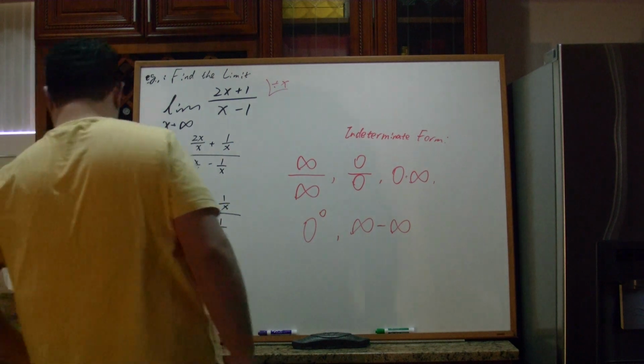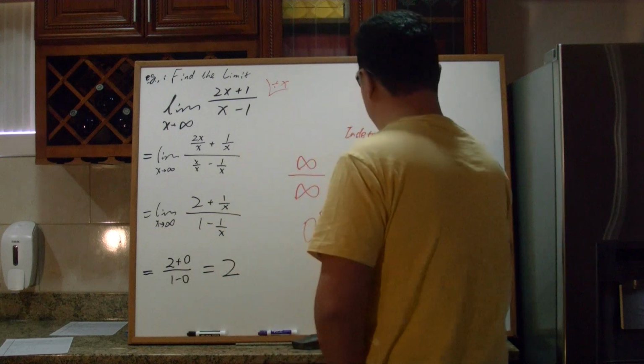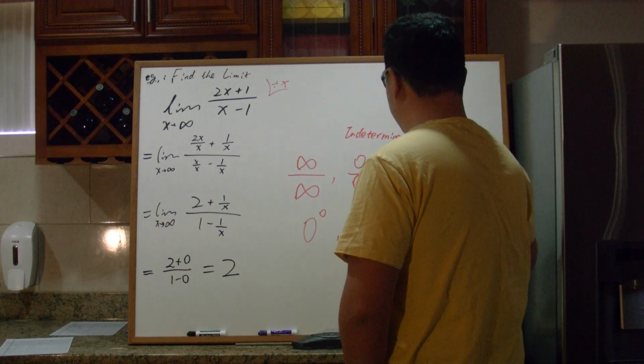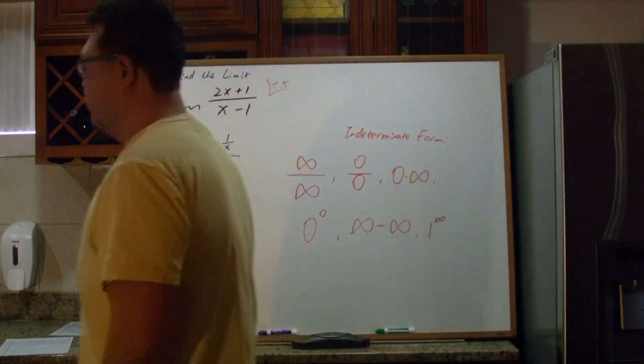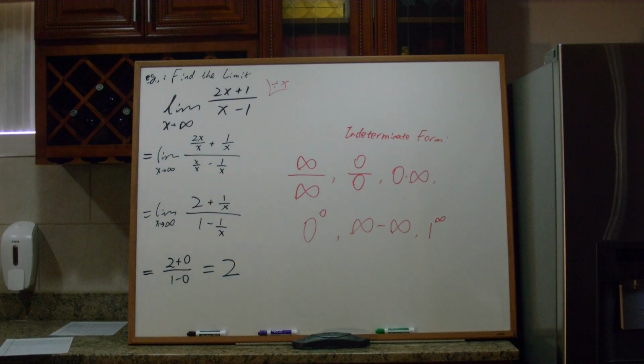Or another format we have seen is 1 to the infinity, right? The base is approaching 1, but the exponent goes to infinity, and that is an indeterminate form. We don't know what that is. So these, or maybe something else missing, are the indeterminate forms that we need to be super careful about, super careful about what we do with them.